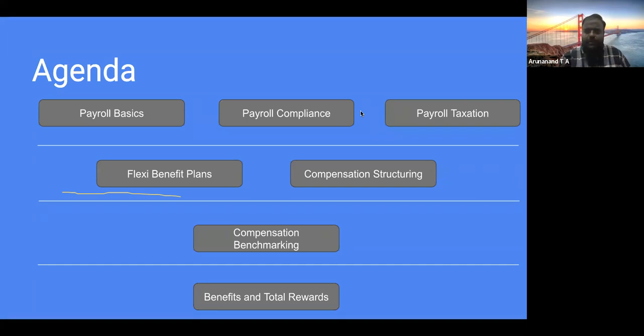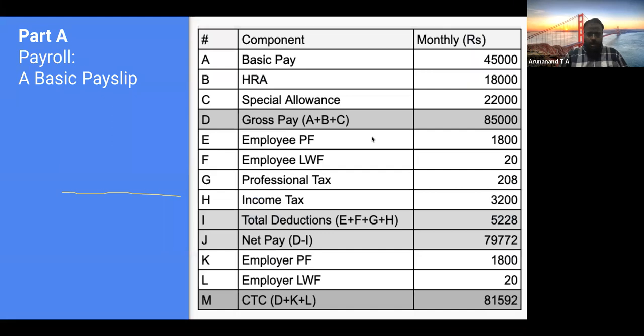So we're going to have a look at how a payslip looks. I'm sure you might have seen a similar version of a payslip in your MBA textbooks. I'll quickly take you through the major components in a payslip. As you can see, look at the white cells. The first cell is the basic pay. I've given around 45,000 rupees per month as a basic pay.